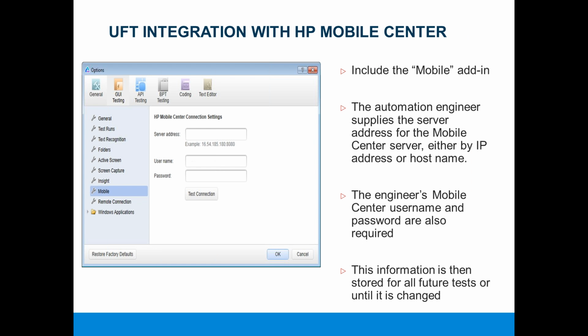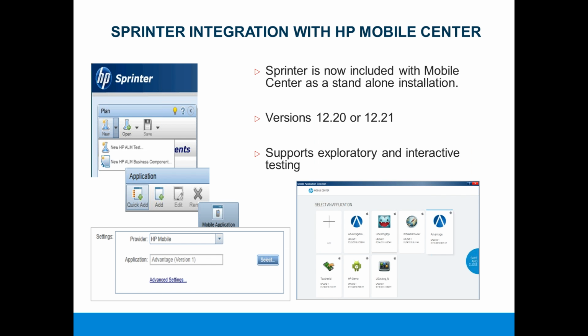When it comes to UFT integration with Mobile Center, when you open up UFT, you, of course, have to first load the mobile add-in, and that gives you this tab on the left-hand side. And then click on the mobile, and then you just simply give it a server address, a username and password to connect to Mobile Center. And it's the same interface if you're familiar with UFT when you connect with ALM, you need to provide the same information. Okay, so via UFT, you can connect to ALM and to Mobile Center, and the two can be integrated together that way.